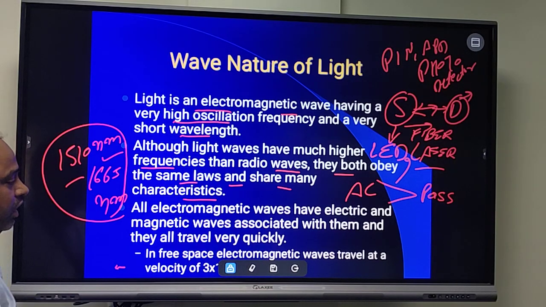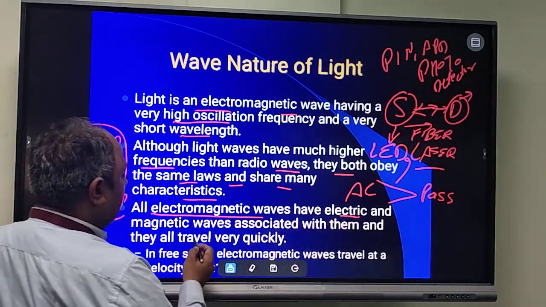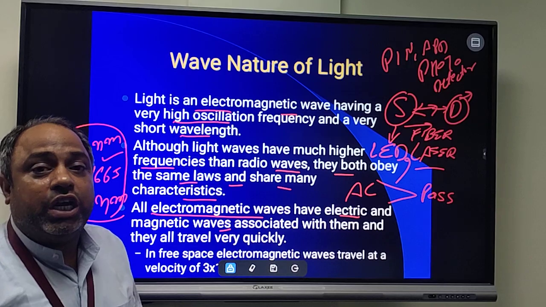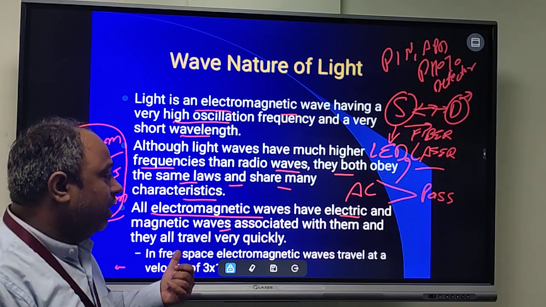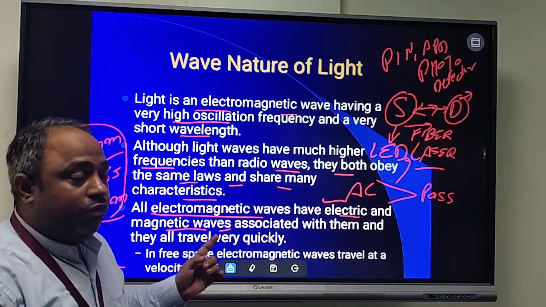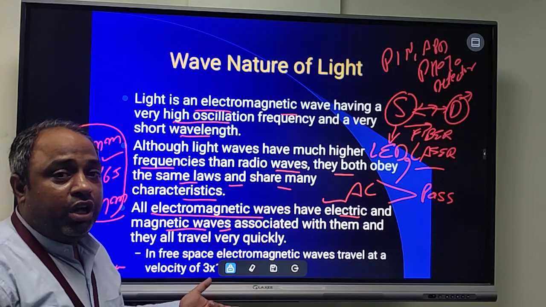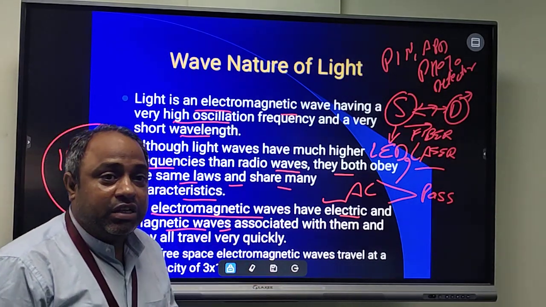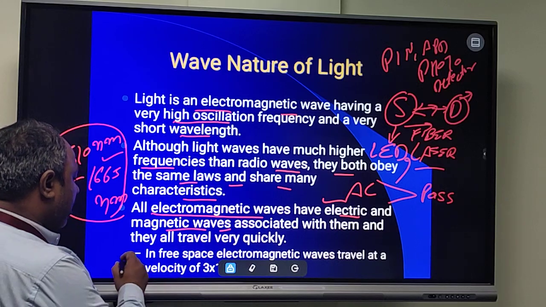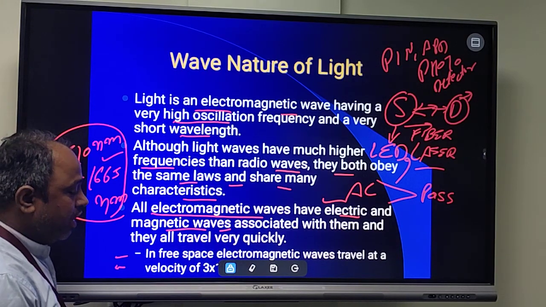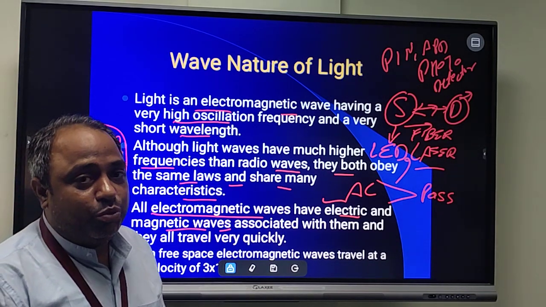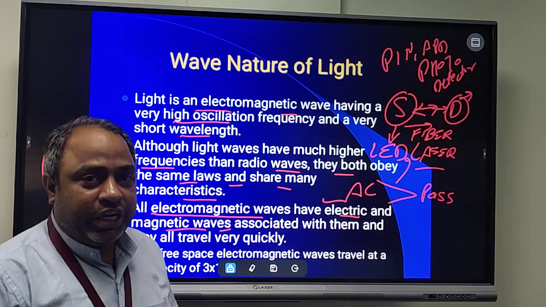Now, the next point is that all electromagnetic waves have electrical and magnetic properties associated, so they can quickly, efficiently and effectively share data. You can send electrical as well as magnetic waves simultaneously with the help of electromagnetic waves. You can share both signals simultaneously without any lag or delay in the communication mechanism. Now, last but not least, in free space electromagnetic waves travel at a velocity of approximately 3 × 10⁸ m/s. So you can send a large amount of data without any delay from source to destination.